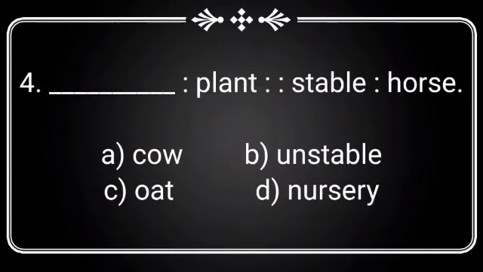Fourth question. Dash : plant, stable : horse. Here are four options: cow, unstable, art, nursery. So what is the relationship in the question? Horse lives in stable. Yes or no? Yes. In the same way, a plant is in a nursery. Yes or no? Yes. So plant is related to nursery. So nursery is the answer.